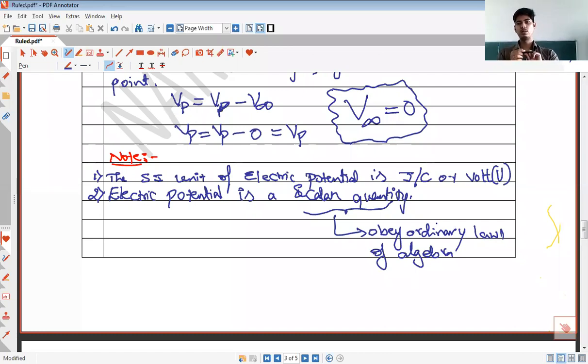The potential at this point is 1 volt from one charge, 2 volt from another charge, and 3 volt from another charge. The total potential is 1 plus 2 plus 3 volt, which comes to 6 volts, right? So electric potential is a scalar quantity and its SI unit is joule per coulomb, or you can also write it as volt, right?